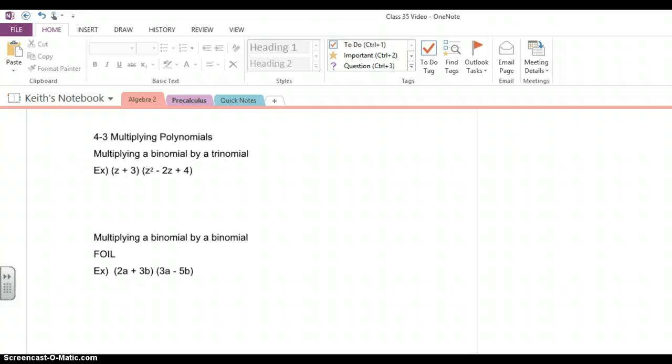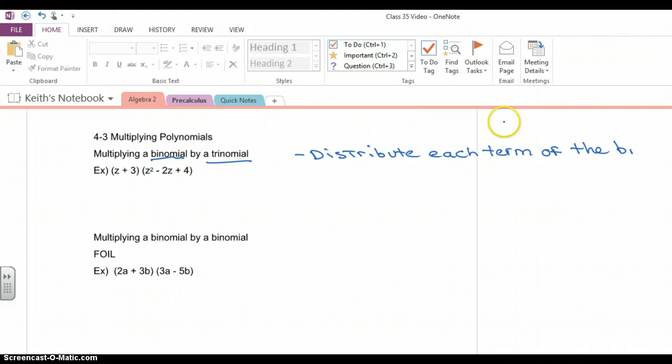All right, next page. Here we're multiplying polynomials. So we're going to multiply a binomial, meaning two terms, by a trinomial with three terms. So here we're going to distribute each term of the binomial to each term of the trinomial.